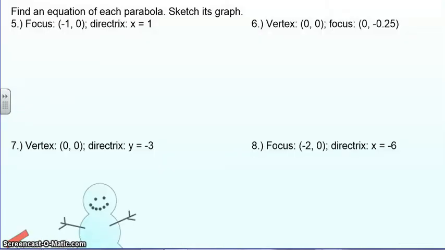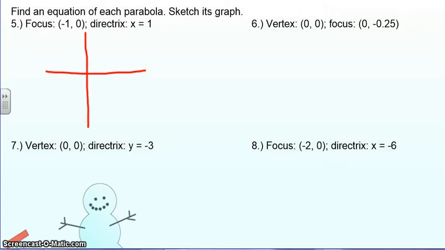And then we're going to do a few more questions. It says find the equation of each parabola and sketch its graph. So we're going to use the information they give us to draw a picture of the graph. So I'm going to take a look at number 5, and it doesn't give me the vertex. So I'm going to draw a little picture.